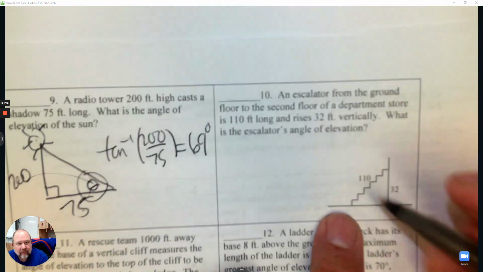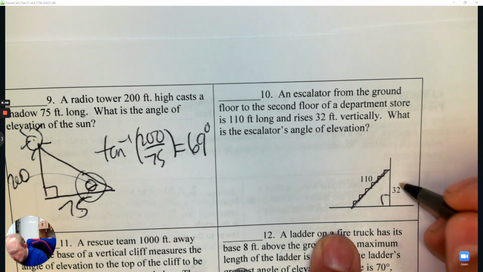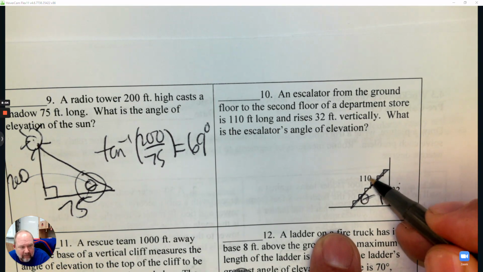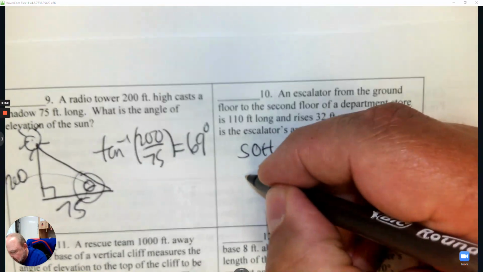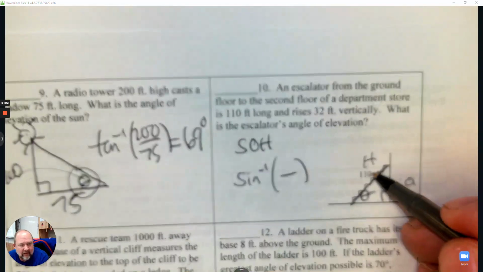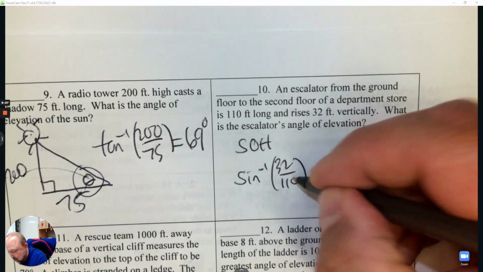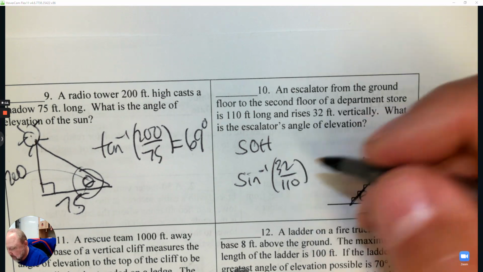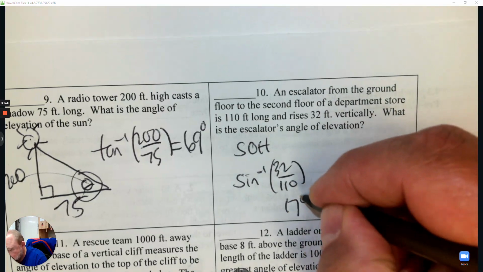The escalator from the ground to this is that. So we have a triangle here. It's already been labeled. I want to know that angle. This is opposite and hypotenuse. So which one uses that? We're going to use inverse sine for opposite and hypotenuse. That's 32 over 110. If you flip that fraction around, it would be an error message. So 32 has to be on top. And you get about 17 degrees if you round it.